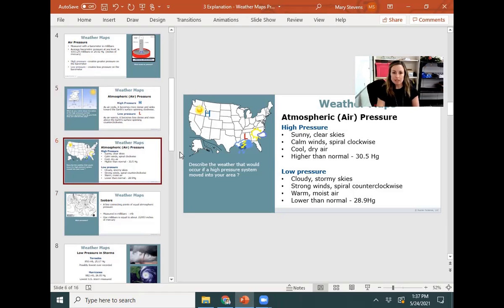It's going to have that warm, moist, or humid air, and the pressure is going to be lower than normal. If you look here on this map, describe what type of weather you would have if a high pressure system moved into your area. So here we see this area of low pressure, and here we see this area of high pressure. This low pressure has the storms occurring, and high pressure is sunny. So if this high pressure system moves into this area of low pressure, that will push away the storms, so we have sunny, calmer weather.